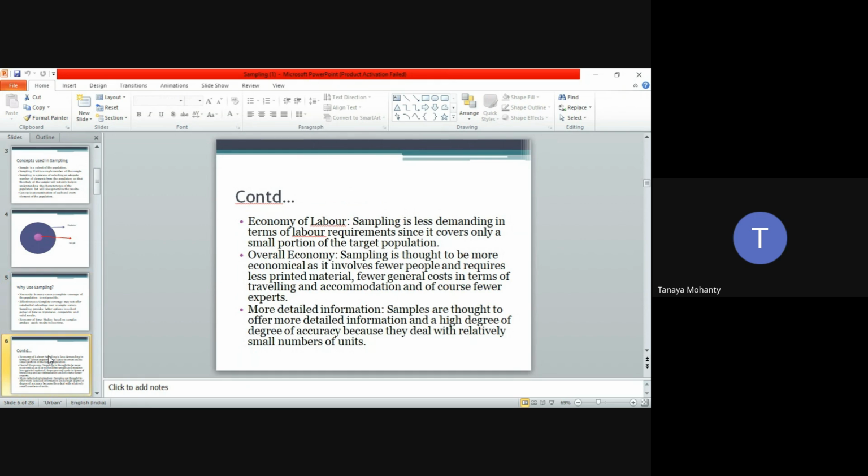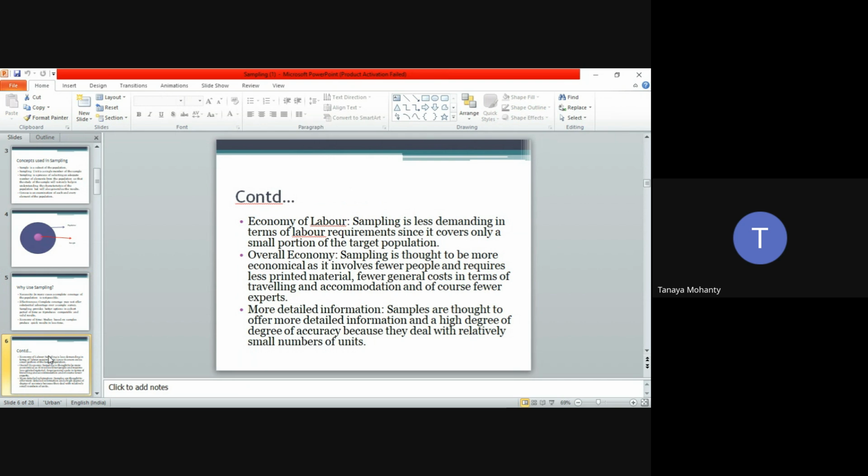There is economy of labor. Sampling is less demanding in terms of labor requirements since it covers only a small portion of the target population. There is overall economy. Sampling is thought to be more economical as it involves fewer people and requires less printed material, fewer general costs in terms of travelling and accommodation, and of course, fewer experts. So there is economy of time, economy of labor, and it is less expensive.